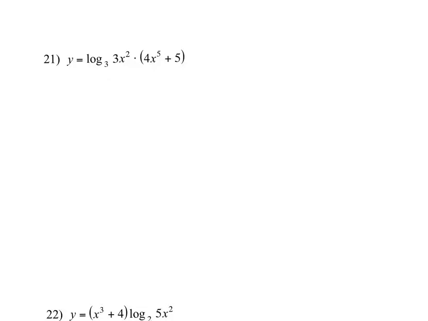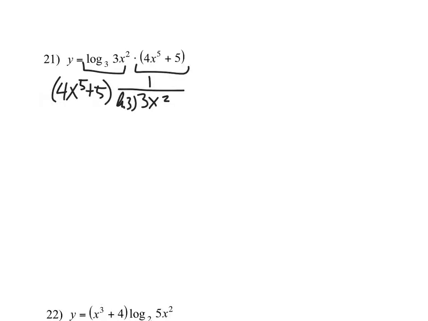For 21, we've got the same type of problem we just had, but as part of a product rule. I see these two things are multiplied. So we've got the second, 4x to the 5th plus 5, times the derivative of the first, which is going to be 1 over 3x squared. I'm going to put my ln 3 in the bottom right now. Multiplied by the derivative of the inside, which is going to be 6x. That cancels to 2, and my x's cancel to just x in the bottom.